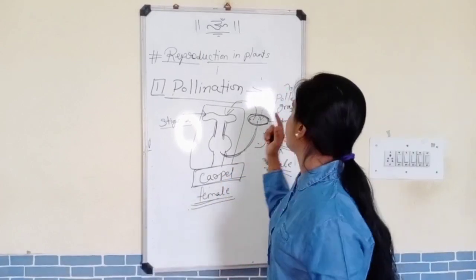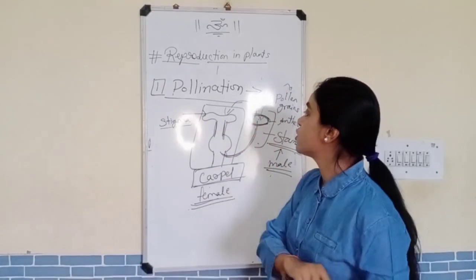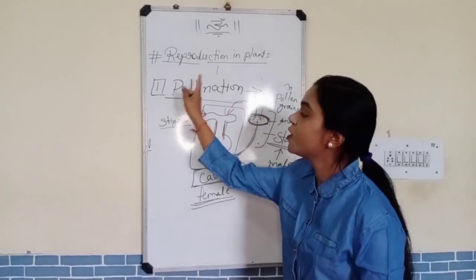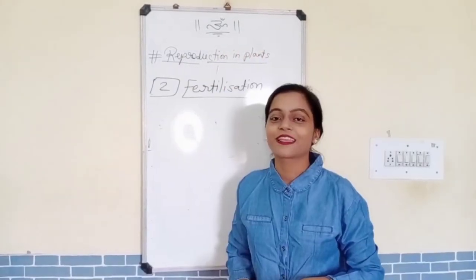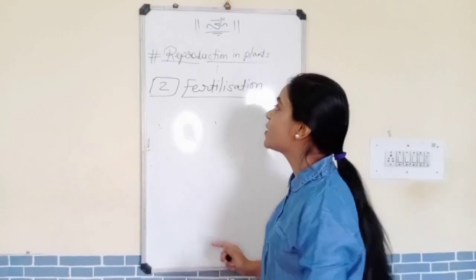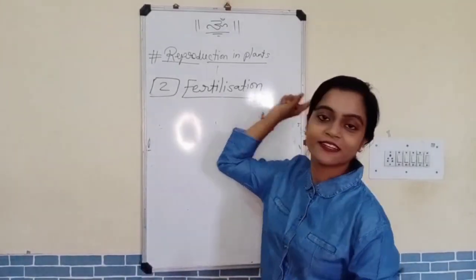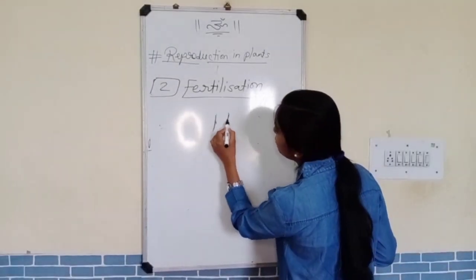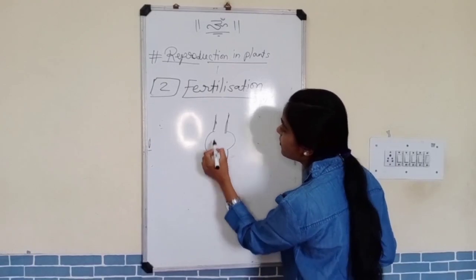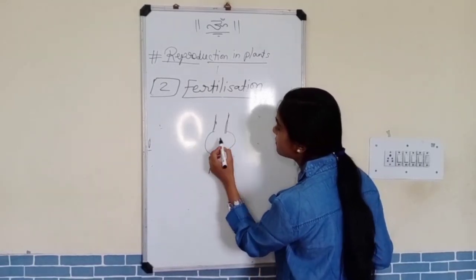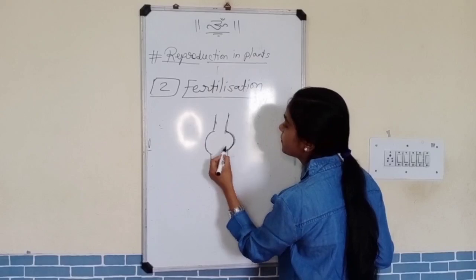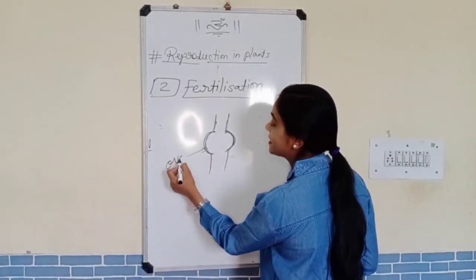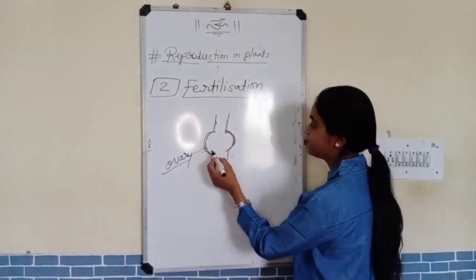What is pollination? When a pollen grain is transferred to the stigma, the process is called pollination. The second step: we are going to learn how fertilization occurs. Again, we have to draw the structure of the carpel. Two parallel lines, and in the middle of them two curves. I told you the curve's name is what? Ovary. Very good. This is the ovary.